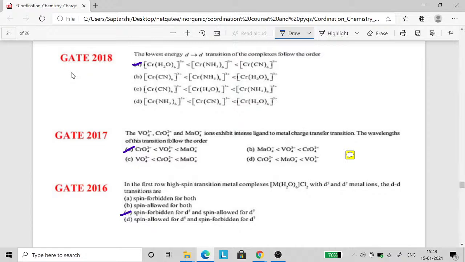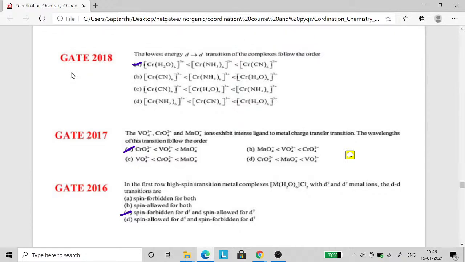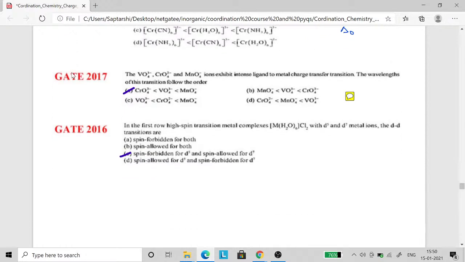Next question. From GATE 2018, the lowest energy d-d transition of the complexes follows the order. So we have chromium complexes, and here we have three different ligands: one is aqua, one is ammonia, and one is cyanide. We already know the simple rule of X, O, N, C, where X is a halogen, O is oxygen, N is nitrogen, and C is carbon. So an aqua complex has a lower field strength than nitrogen, than carbon, and therefore the delta-o value follows the same order, right?